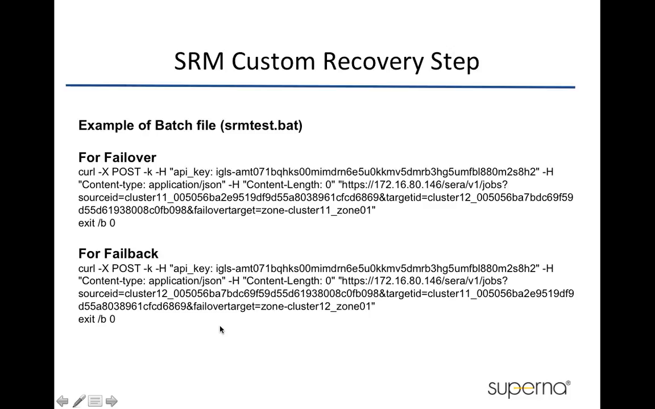This is the example of the batch file that can be used for this custom recovery step. So we can see here there are two different commands. One is for failover and the second one is for failback. This command is the Eyeglass API CURL command. For this Eyeglass failover and failback, we need to specify the source ID and the target ID of the Isilon clusters, as well as the ID of this access zone that will be failed over. For the failback, we just need to reverse the direction.